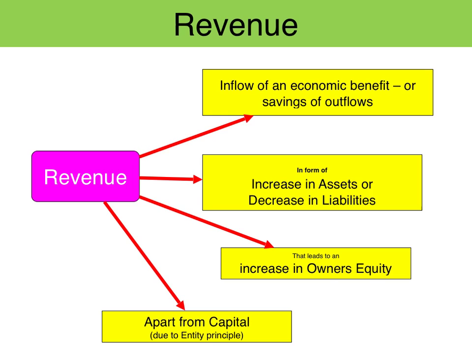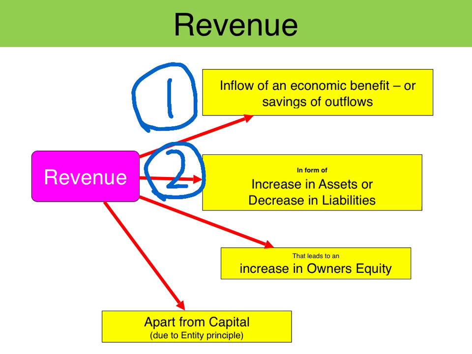So firstly, it either has to result in an inflow of an economic benefit, which will usually be cash coming into the business, or savings of an outflow, e.g. a discount. Second criteria is it's either got to result in an increase in assets. So for instance, when the business receives cash from a cash sale, the bank balance goes up, or it will result in a decrease in liabilities. So for instance, when you receive a discount from a creditor for prompt payment.